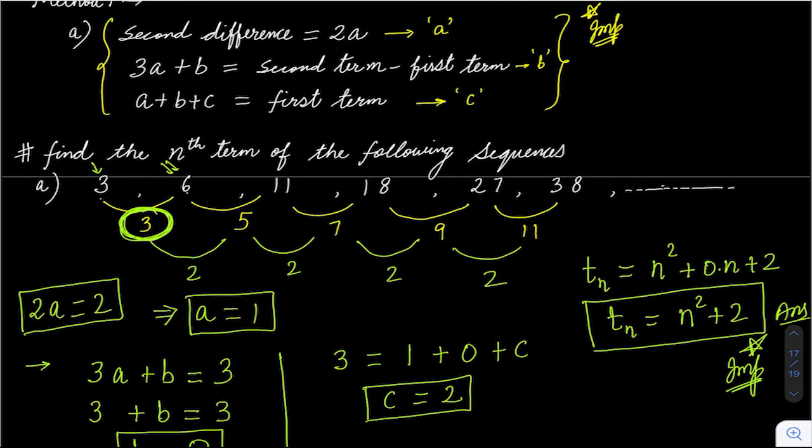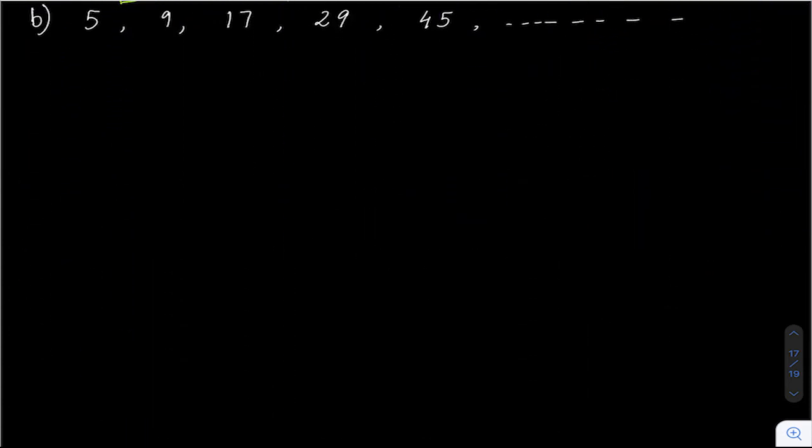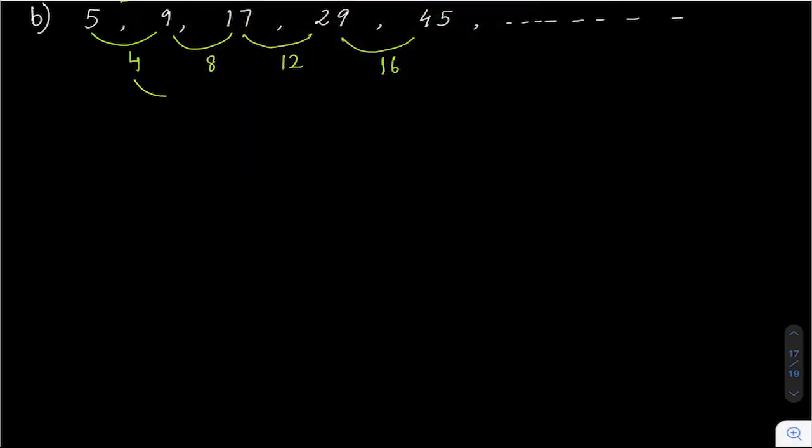Okay, let's try one more question using this method, and then we will look at the second method. Now my second sequence is 5, 9, 11, 29, 45, and so on. First I will check whether it's a quadratic sequence or not. So first I find the first difference, that is 4, 8, 12, 16, and so on. Now let's find the second difference. 8 minus 4, the difference is 4. Again 16 minus 12, the difference is 4. So my second difference is the same, so I can say this is a quadratic sequence.